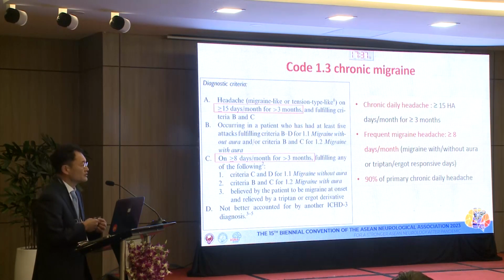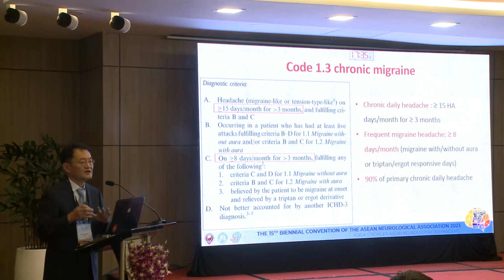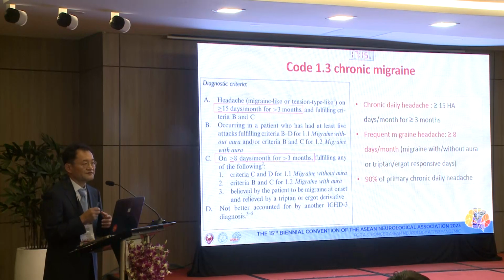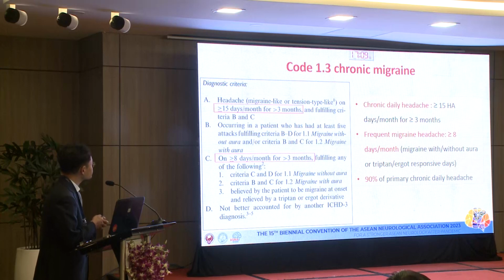Chronic migraine is a combination of chronic daily headache with frequent migraine. Chronic daily headache is defined as more than 15 headache days per month for more than 3 months. And frequent migraine is defined as more than 8 days of migraine with aura, migraine without aura, or ergot and triptan responsive days. Chronic migraine accounts for 90% of chronic daily headache. So it is very important and very common among chronic daily headache.